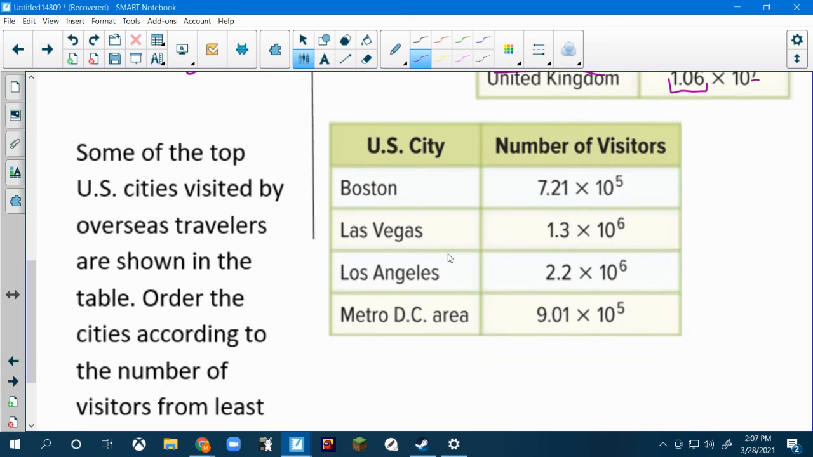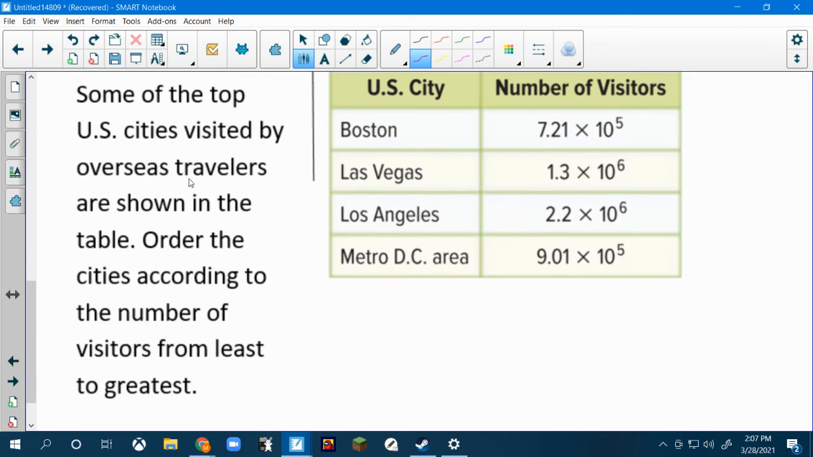Let's keep going. Some of the top U.S. cities visited by overseas travelers are shown in the table. Order the cities according to the number of visitors from least to greatest. Boston, 7.21 times 10 to the 5th. 1.3 times 10 to the 6th for Las Vegas. 2.2 times 10 to the 6th for LA. And the Metro DC, 9.01 times 10 to the 5th. And we're going from least to greatest.